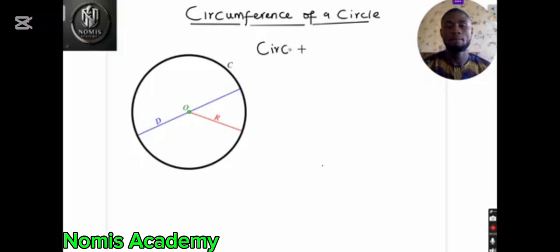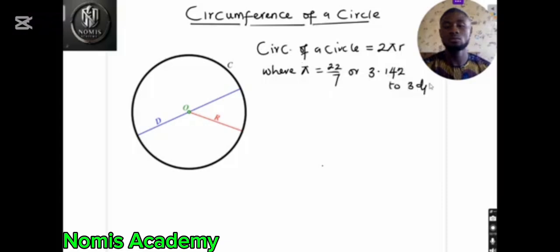The circumference of a circle is given by 2 pi r, where pi is 22/7, or it could be taken as 3.142 to 3 decimal places. r is the radius of the circle. So the circumference of a circle is given by 2 pi r, where pi is 22/7, or 3.142 to 3 decimal places.